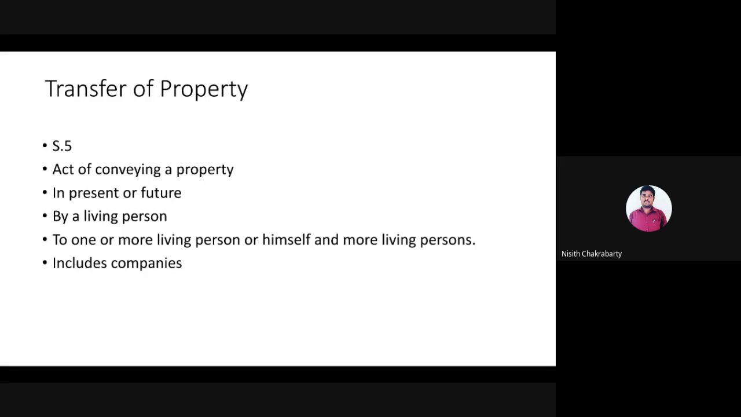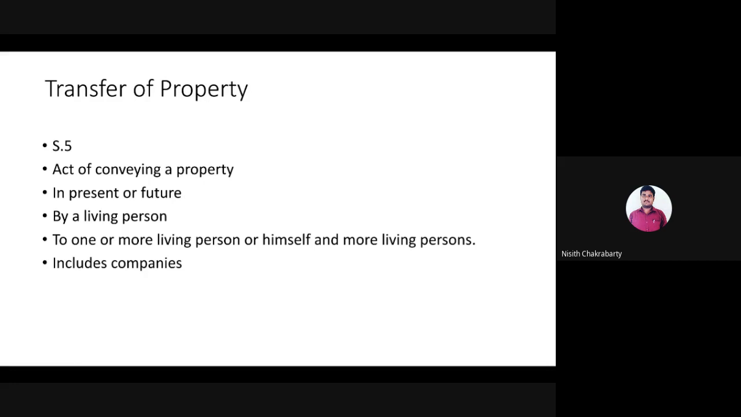And how can I say? You must be asking, can it be transferred to himself? Can I, Rajat, transfer the property that I have to Rajat himself? No, he can't. But to himself and others, if I am the only sole owner thereof, then I'm transferring it to Rajat and co. In that case, it is allowed. Or Rajat in some other capacity, Rajat as a principal of a college, or Rajat as an agent of a company, and some other person, that is also allowed. And when I say living person, that includes companies. So this is basically transfer of property.